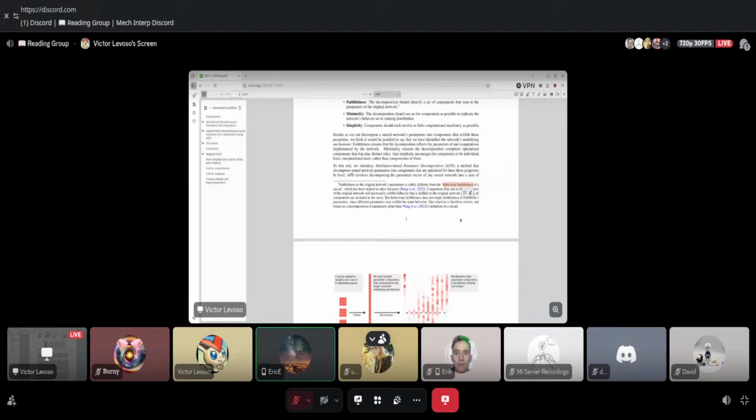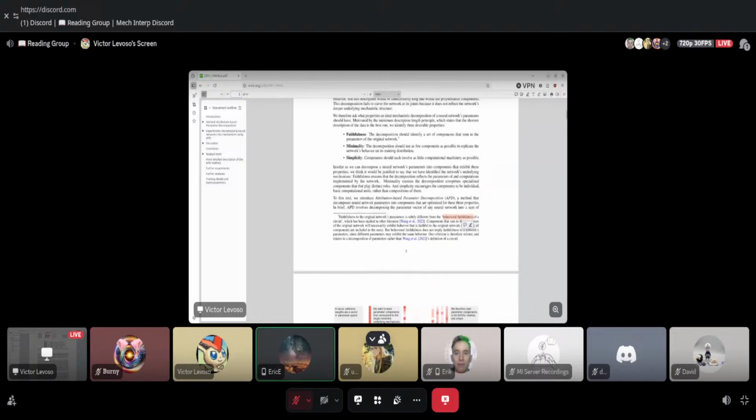I'm a bit confused, because the faithfulness aspect also ties into behavioral faithfulness, no? Or do you mean it in another way? Okay, so if you look at my screen, there is this notion of faithfulness, which is that the decomposition should identify a set of components that sum to the parameters of the original network. That is a different notion of faithfulness from behavioral faithfulness, which is that the decomposition has the same behavior as the original network.